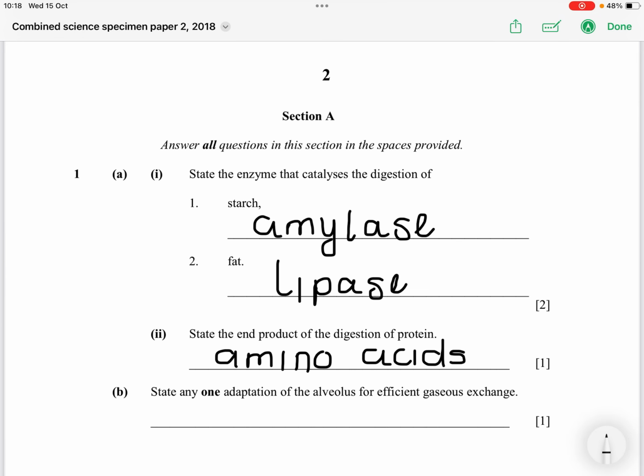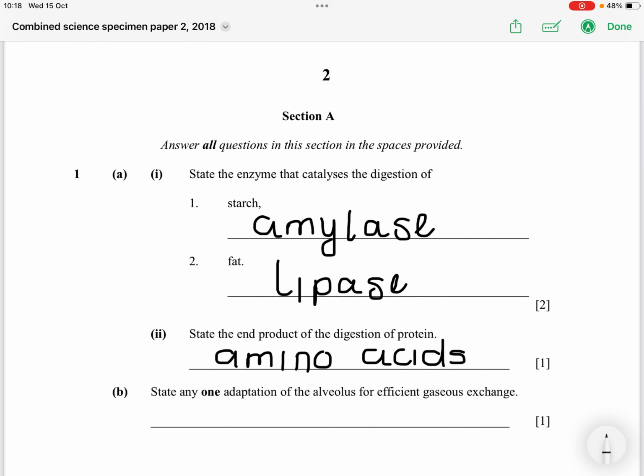And then on B, state one adaptation of the alveolus for the efficient gaseous exchange. So this is a frequently examined question. You need to know the questions on adaptation. They can ask you the adaptation of the alveolus, the adaptation of the red blood cells, etc., and also the adaptation of other specialized cells like the palisade cells, adaptation of the leaves, etc. So you need to be able to link structure to function.